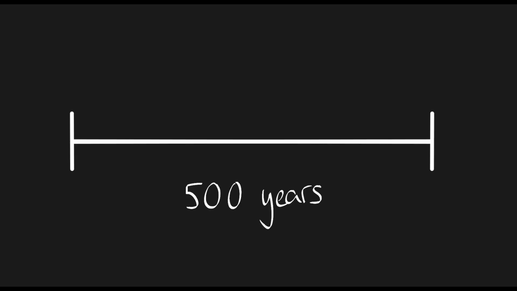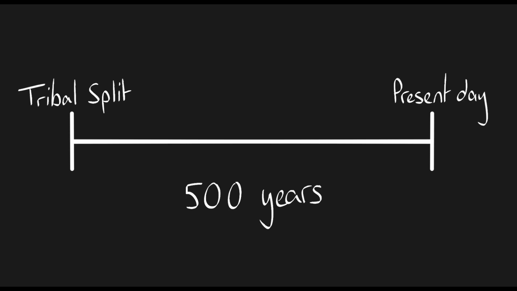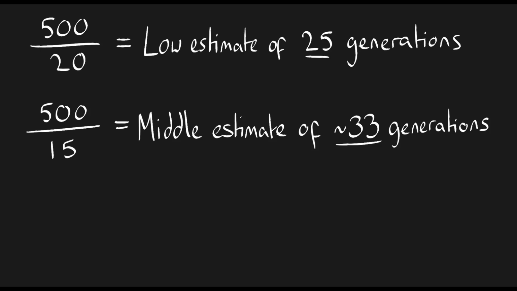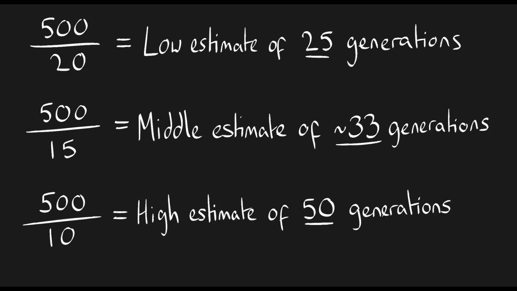First, we are going to use the 500 years from the split to present day as an example. I calculated a lower estimate for the generations by using an older age of 20. This gives us a minimum of 25 generations within the 500 years. I also did a middle estimate, going halfway between the ages at the age of 15. This gives us roughly 33 generations in the 500 years. And lastly, I did a higher estimate using the lowest age for the dragons to naturally start having families, that being 10 years old. This gives us a maximum of 50 generations within 500 years.